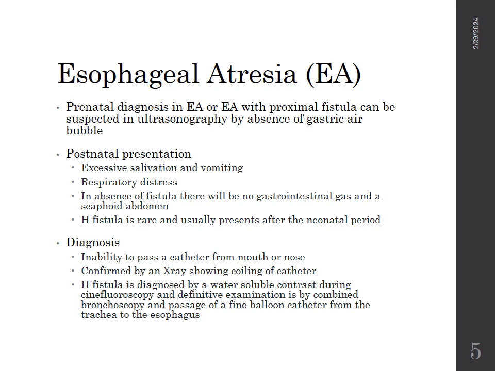Diagnosis: the first thing we suspect is when there is inability to pass a catheter from the mouth or nose. You enter a nasogastric catheter, and then you cannot enter it nasogastric nor orogastric. We do an immediate X-ray which shows coiling of the catheter. The H fistula is diagnosed by a water-soluble contrast during cine fluoroscopy, and definitive examination is by combined bronchoscopy with passage of a fine balloon catheter from the trachea to the esophagus. So this is usually how we will diagnose an esophageal atresia.